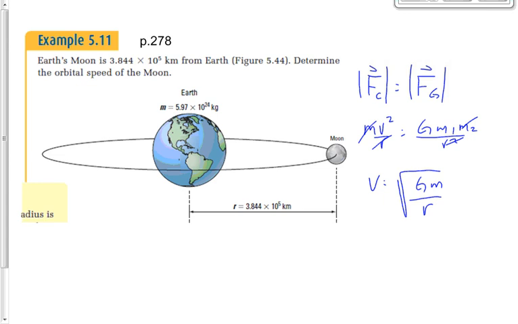What m do we use here, the mass of the producer or the experiencer? It's actually the mass of the producer, because remember the mass of the experiencer canceled. We're left with the mass of the producer. So in other words, it doesn't matter how heavy the moon is, it's going to orbit around at the same speed.